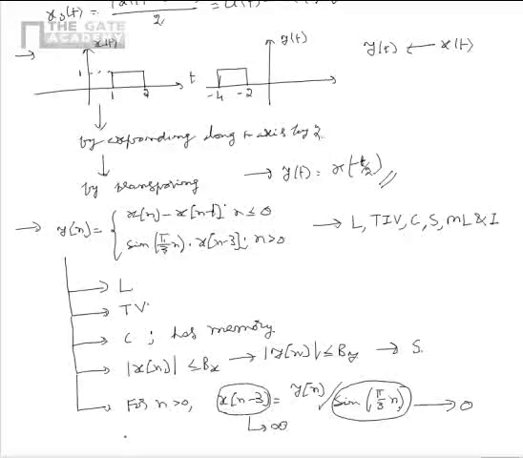So we see that the given system is not invertible because there doesn't exist an inverse system using which we can recover the input from the obtained output. So the system is non-invertible. So from this we see that the given system is linear, time variant, causal, stable, and it is not memoryless, and it is not invertible.